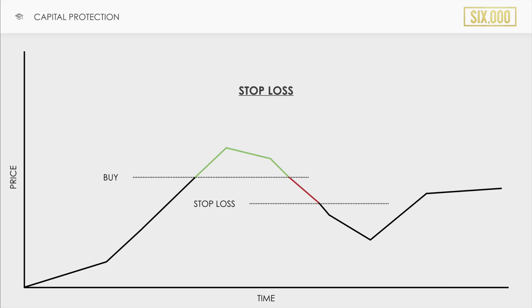You could get caught up in a change of trend long term, and you could be holding a losing position for a very, very long time. So a stop loss level keeps us safe. It's all about capital protection, and that is what this topic's all about.